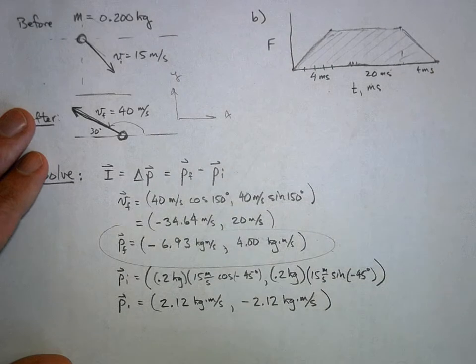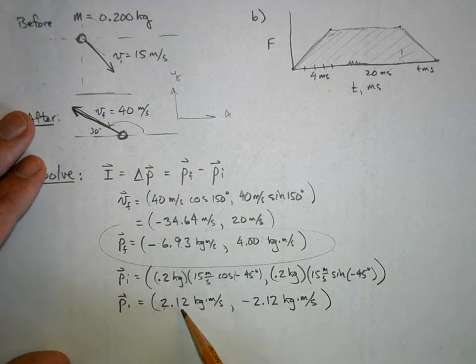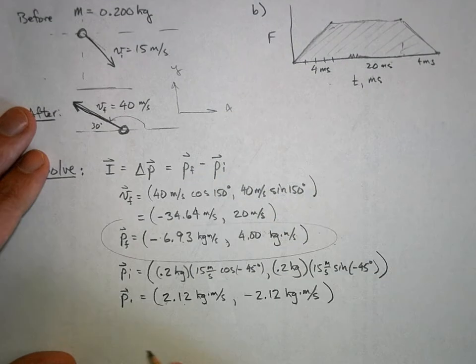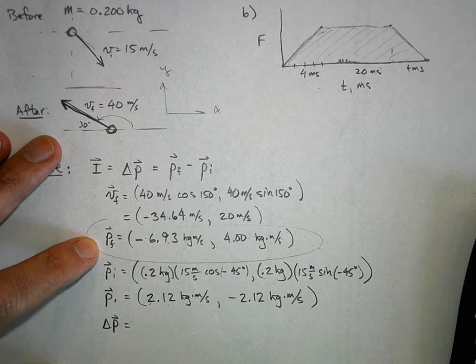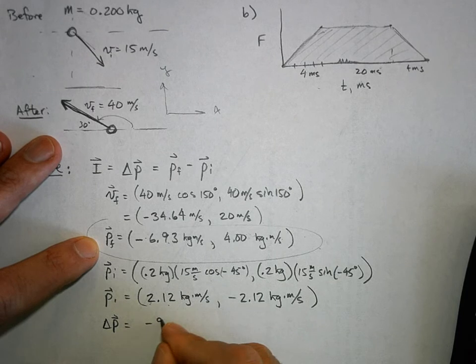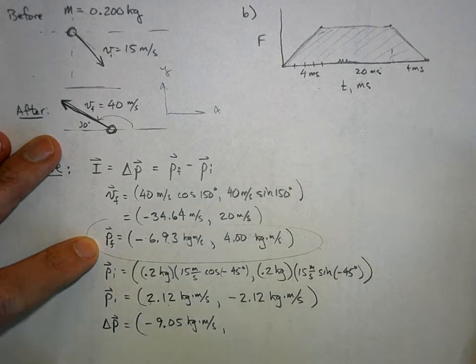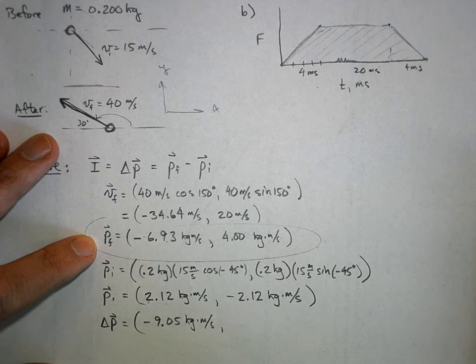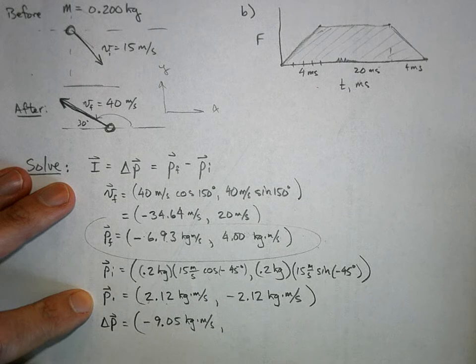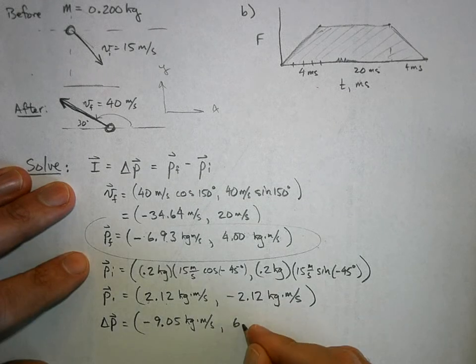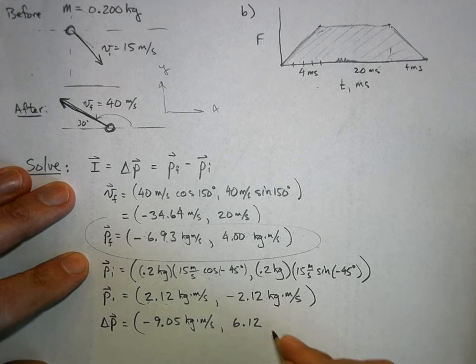So all I have to do now is subtract these two guys. This one minus this one. So the change in momentum will be equal to negative 6.93 minus 2.12. It's negative 9.05 kilogram meters per second. And for the y, that's going to be 4 minus negative 2.12. And we get positive 6.12 kilogram meters per second.